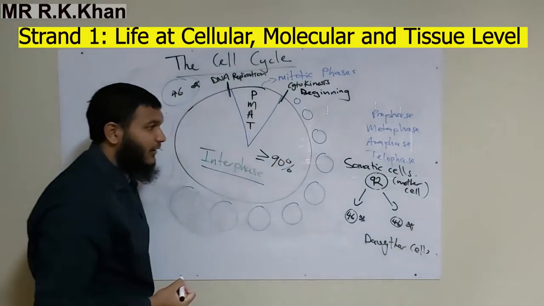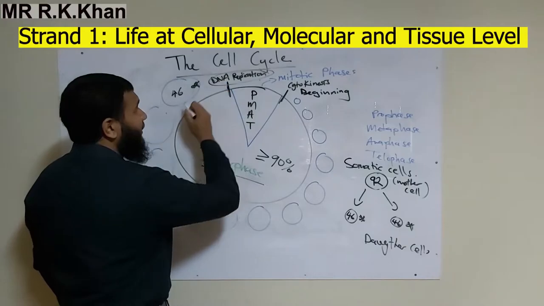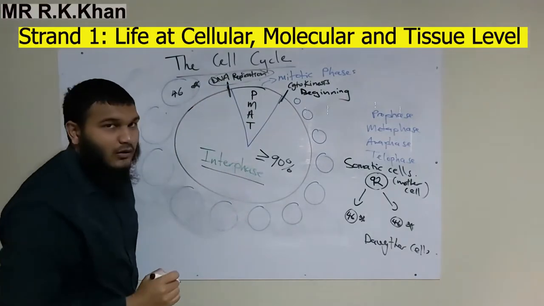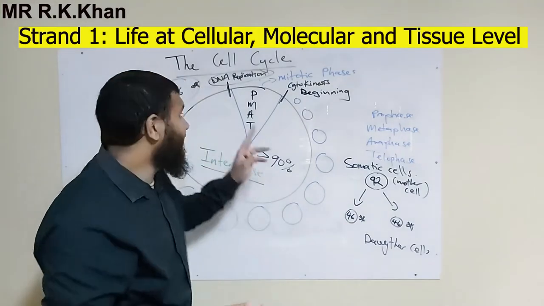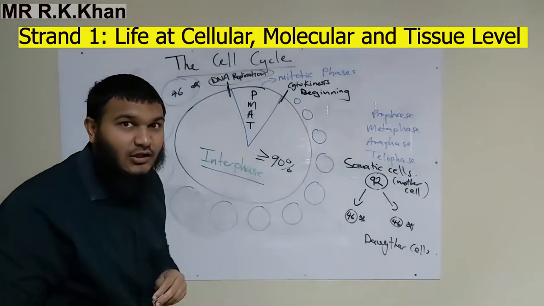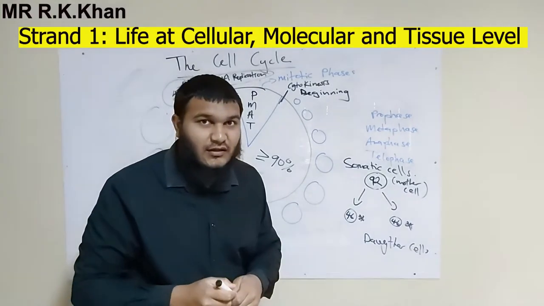Same. So in this small space of time here, the chromosomes will double. The chromosomes must double so that the daughter cells are identical to the original or mother cell. I hope you understand this, grade 12.